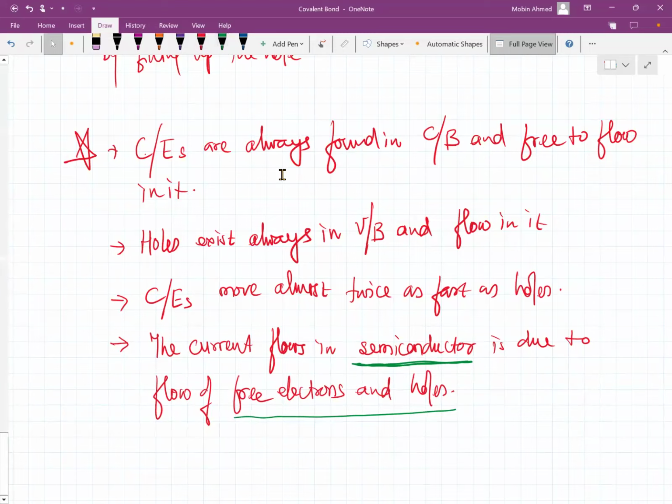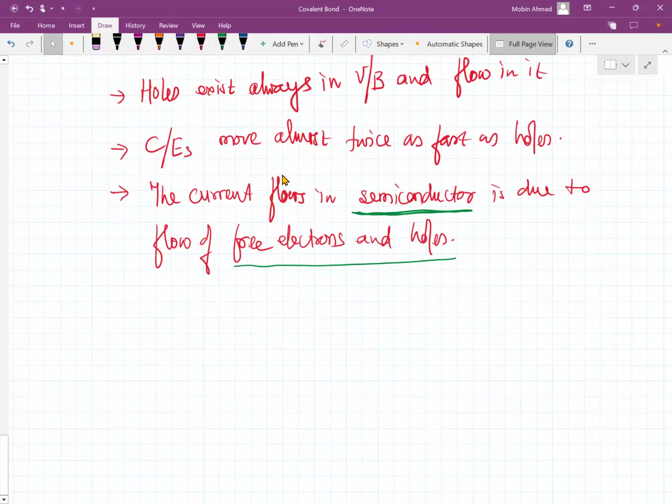Now here, one more thing you should know. One is known as generation of carrier.